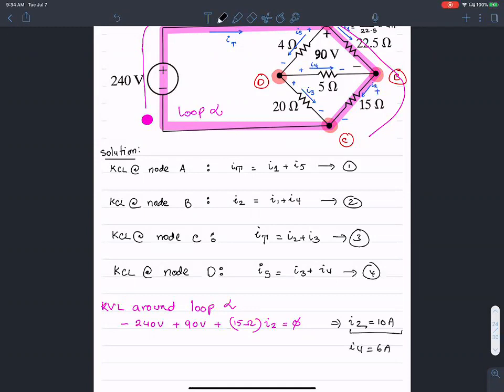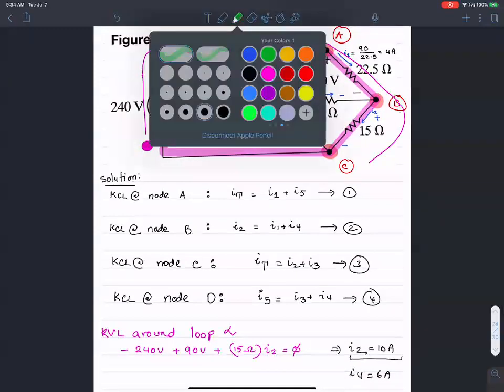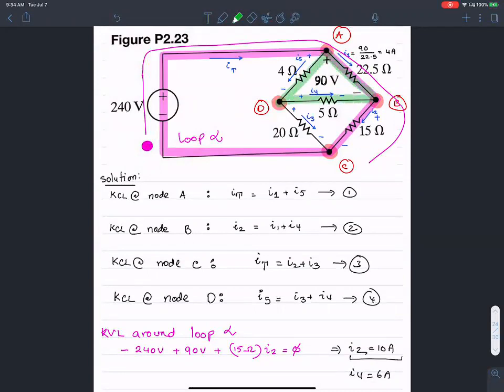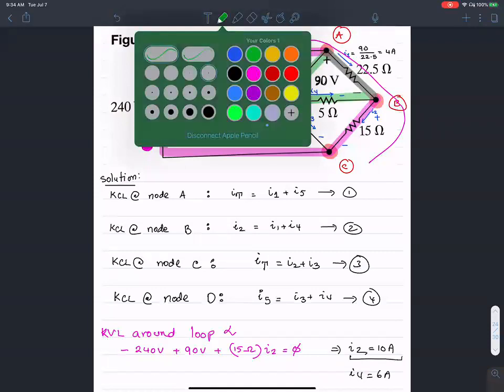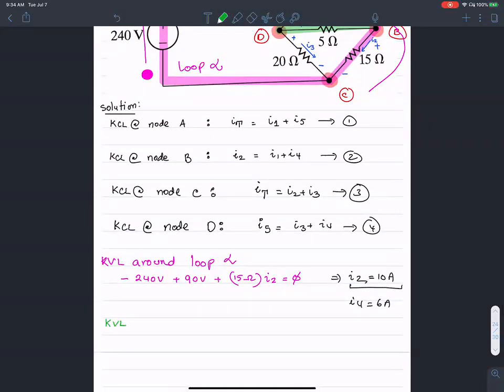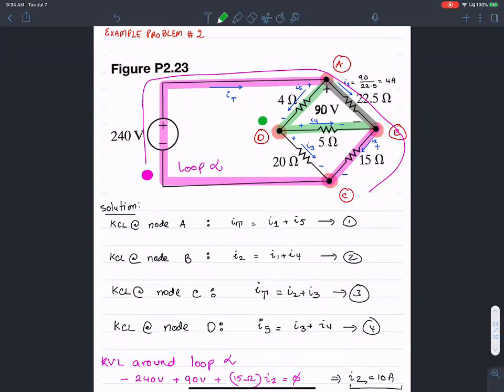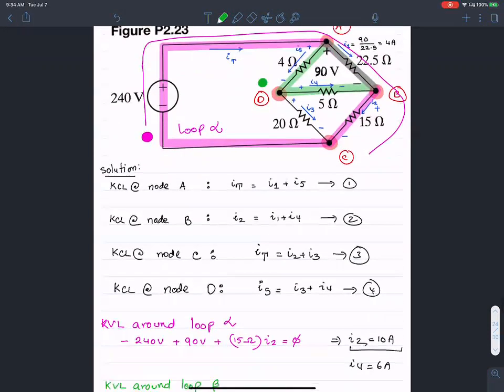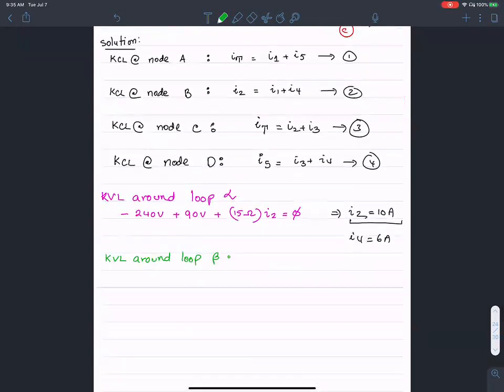Let's see if I can apply one more KVL. I'm going to apply KVL one more time using this loop over here. Begin at the lower left corner and then follow along the loop. KVL around loop beta, the green one, is negative 4 into I5 plus 90 volts, negative 5 into I4. The equation I get will be, and I welcome you to go back and double check that, 4 ohms into negative I5 plus 90 volts, negative 5 into I4 equals 0.